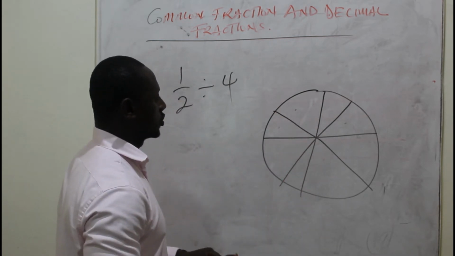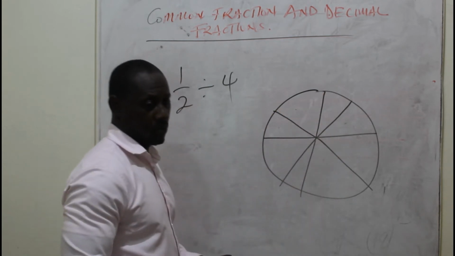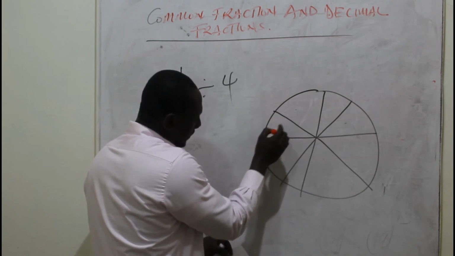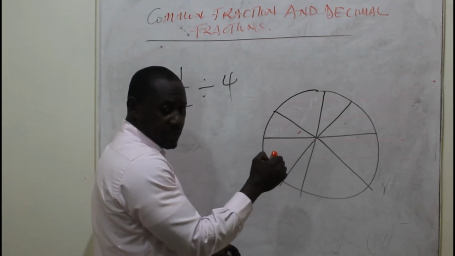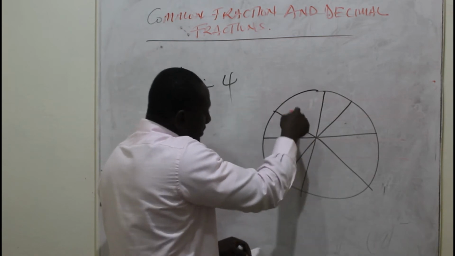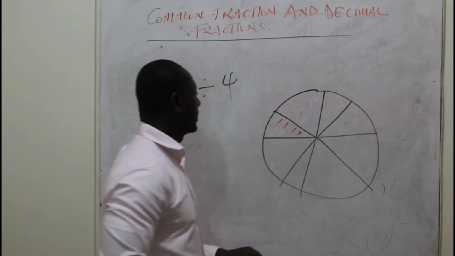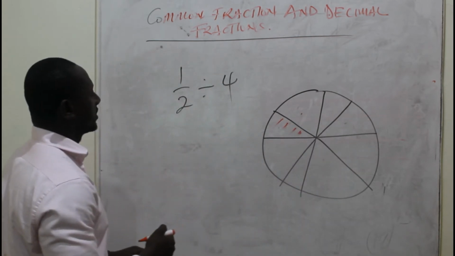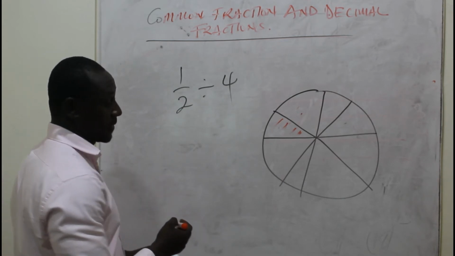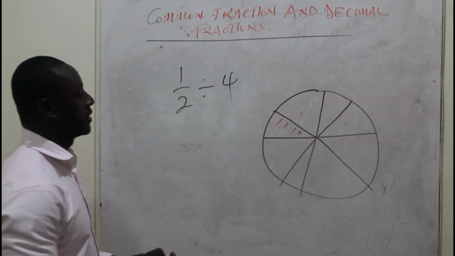So if a half is going to be divided by 4, then one person is going to get this one. The second person is going to get this. So each of the 4 people will get a component here. By implication, what will be the answer here?